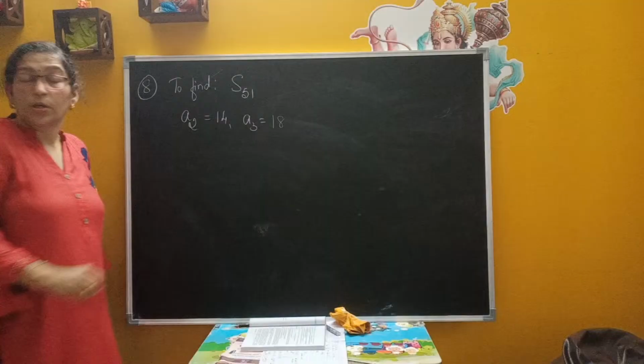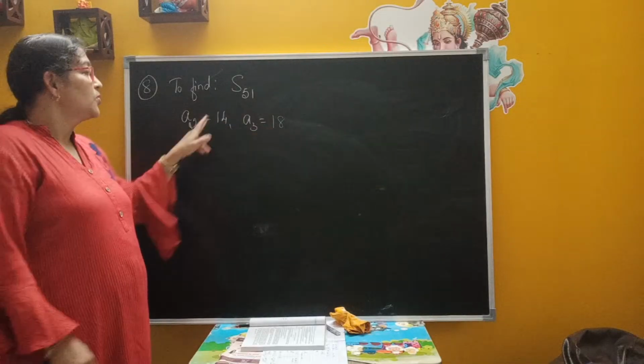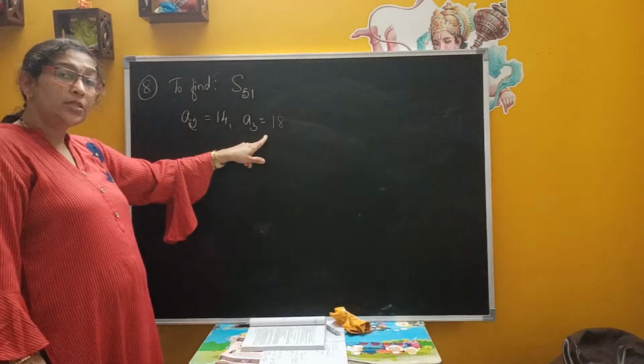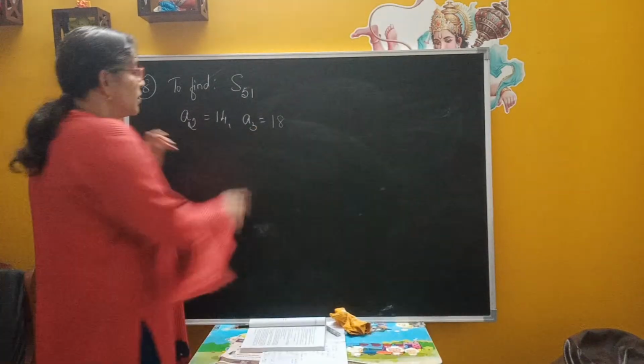I think now you got an idea. How do you find a, the first term? We have two consecutive terms, A2 and A3. Using this, you can find the value of d, the common difference. So d is equal to A3 minus A2, since we have consecutive terms. A3 is 18, minus 14, so the d value is 4.